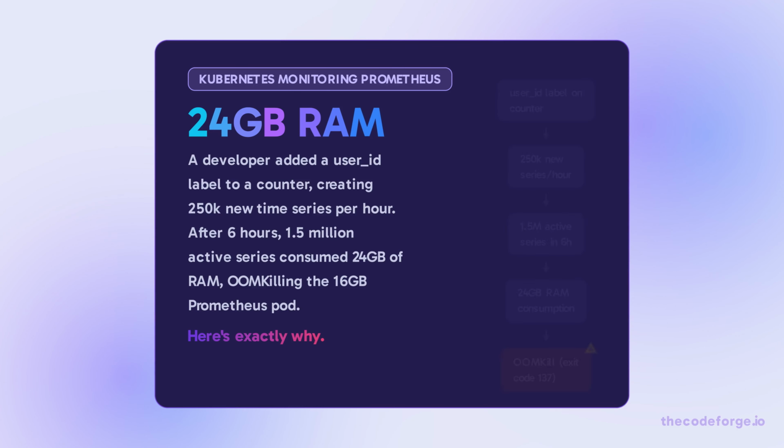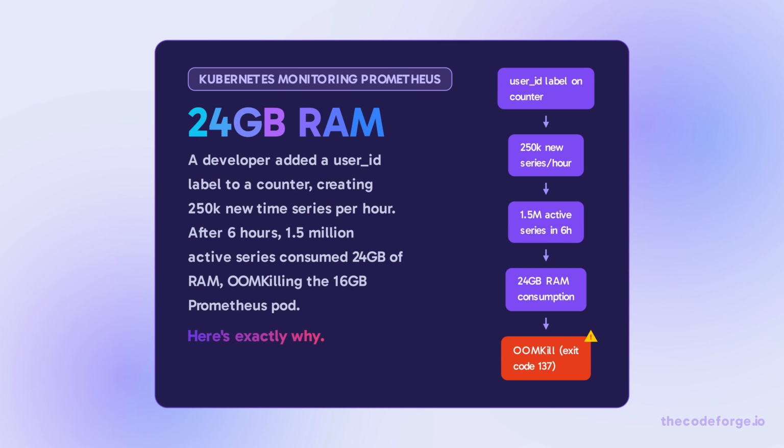A single userid label exploded Prometheus memory to 24 GB, crashing a 16 GB pod. Here's exactly why and how to stop it.